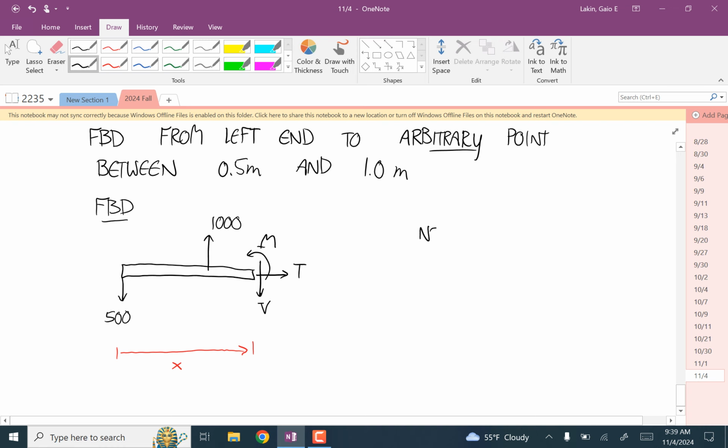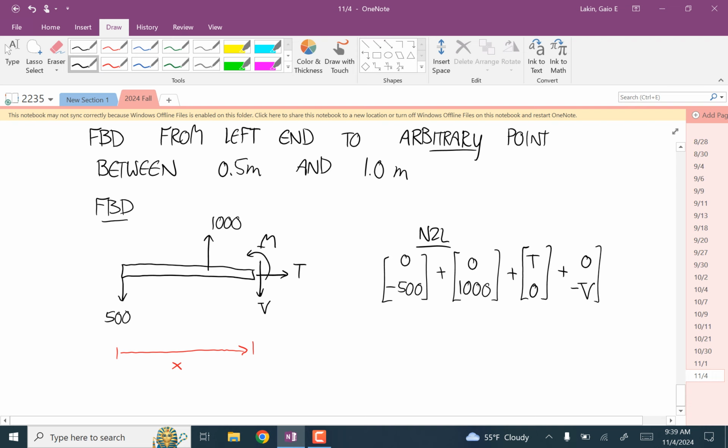And so Newton's second law says 0, negative 500, plus 0, positive 1,000, plus T, 0, plus 0, negative V is equal to zeros.